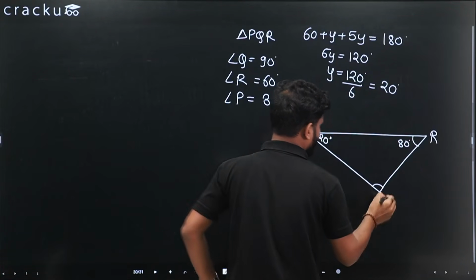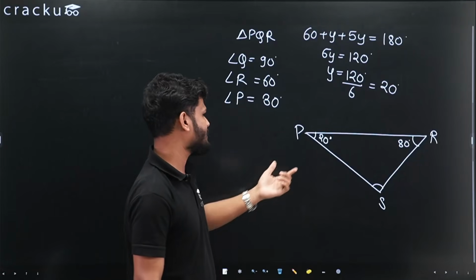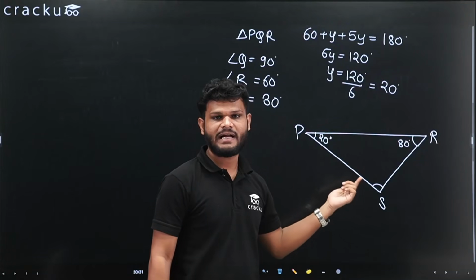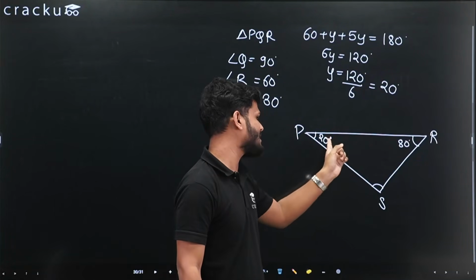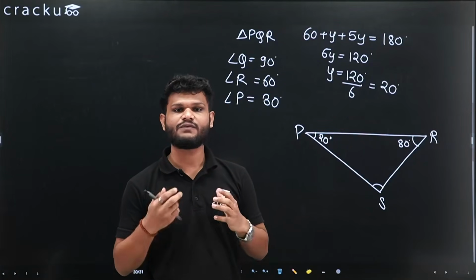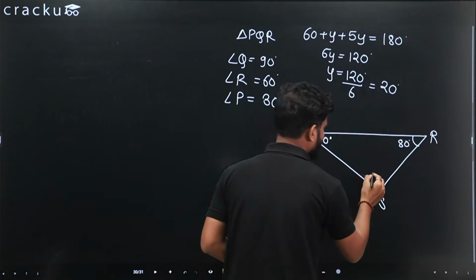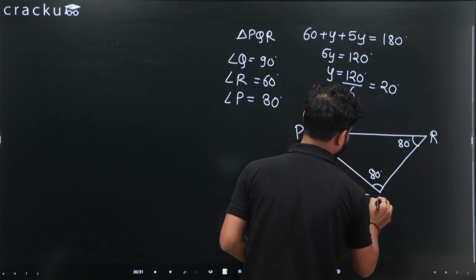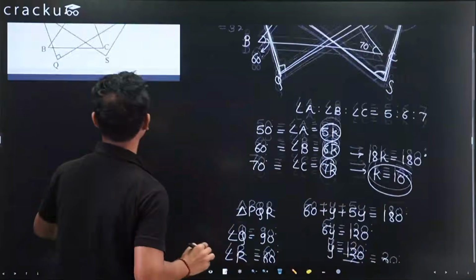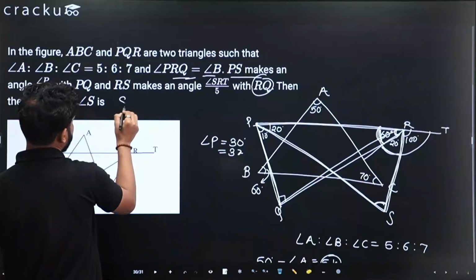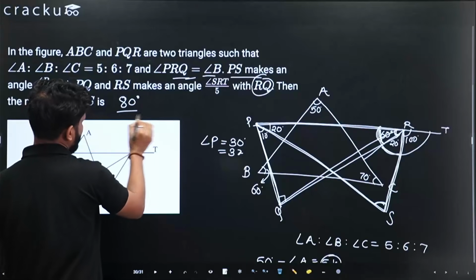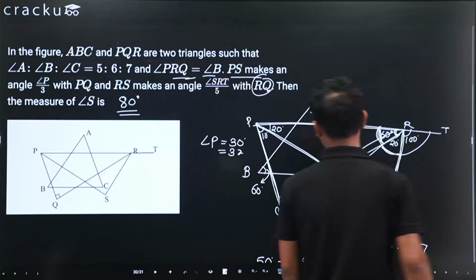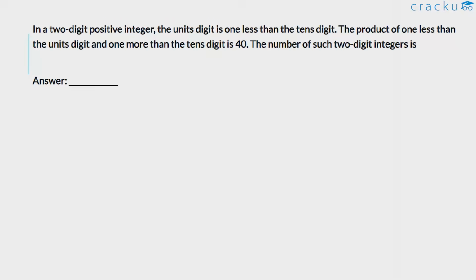We need to find the remaining angle. How do you find? Simple. The addition of all angles of a triangle is 180 degree. This is 80 plus 20, 100. 100 plus what is 180? 100 plus 80 is 180. So the answer to this question will be 80 degree. So 80 degree is the measure of angle L. This is how you can solve the question.